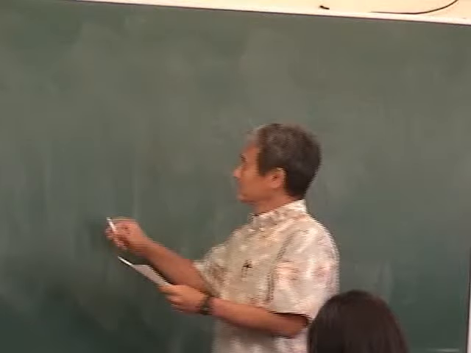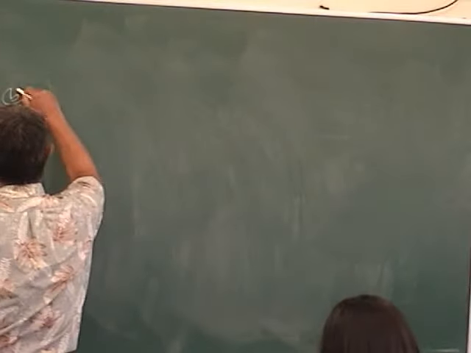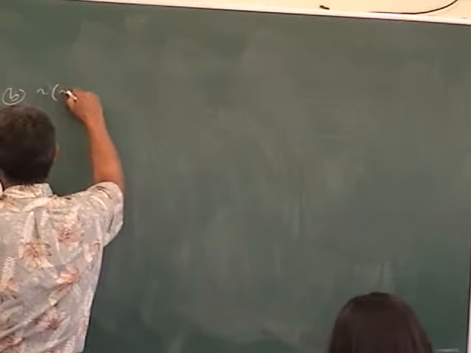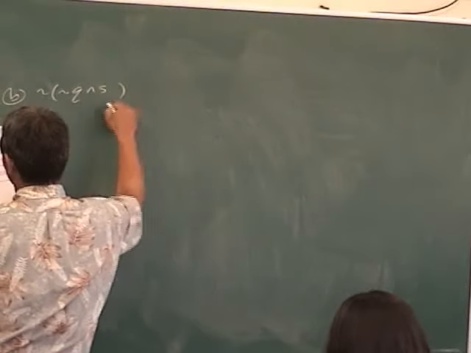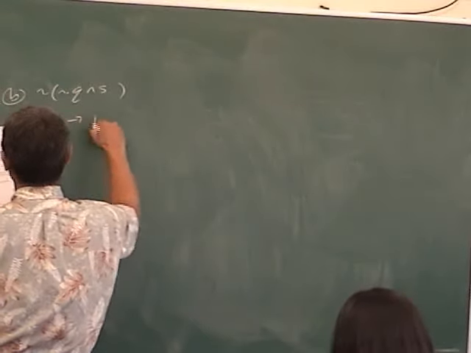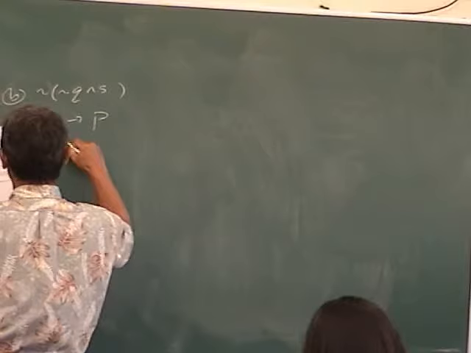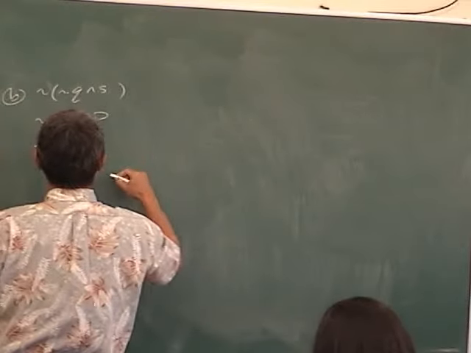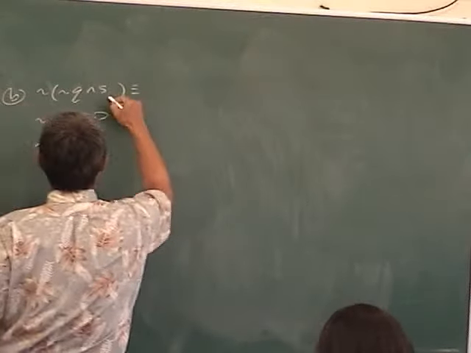Okay, number 2, B and C. Say what? Not Q and S, not R implies P, not R or not Q. Okay, what's the first thing you want to do on this first one?